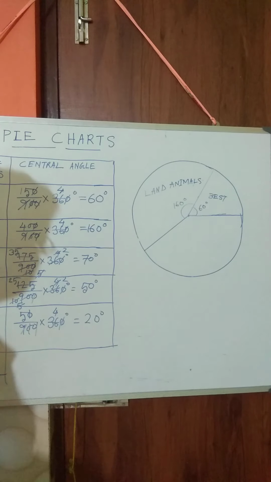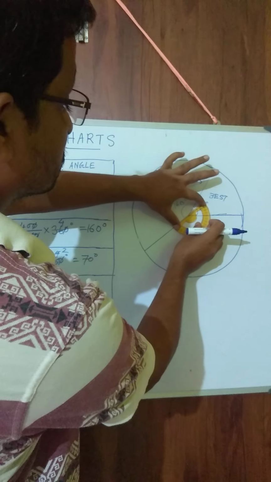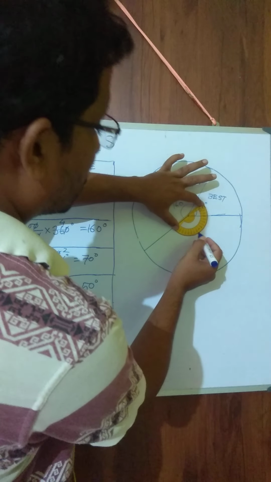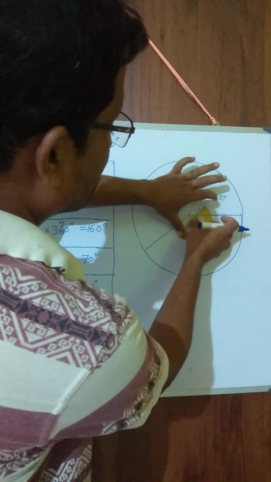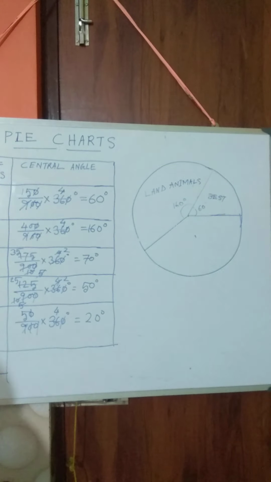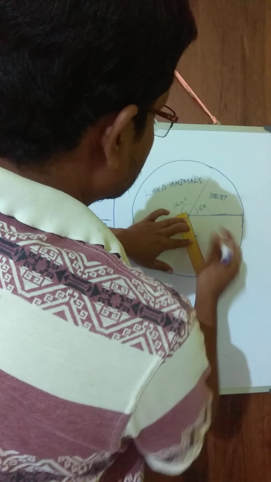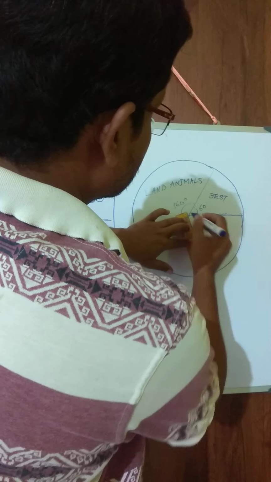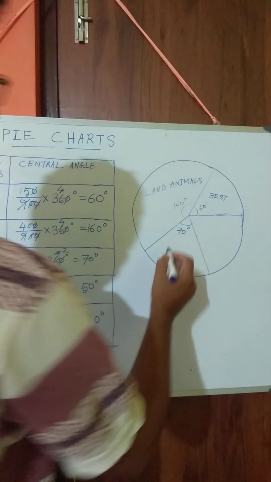Next angle is 70 degree. With the help of protractor, you draw this angle of 70 degree with this as the initial line. Put the protractor here and draw an angle 70 degree. This is the 70 degree angle. And here you write birds.